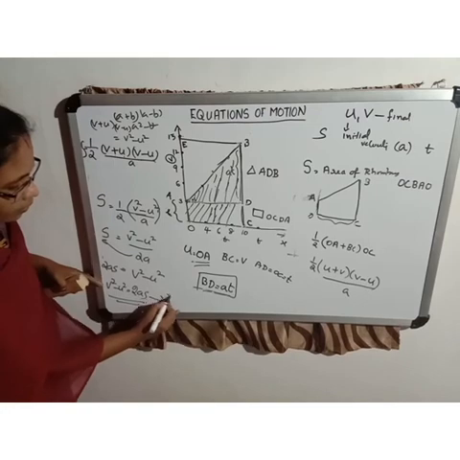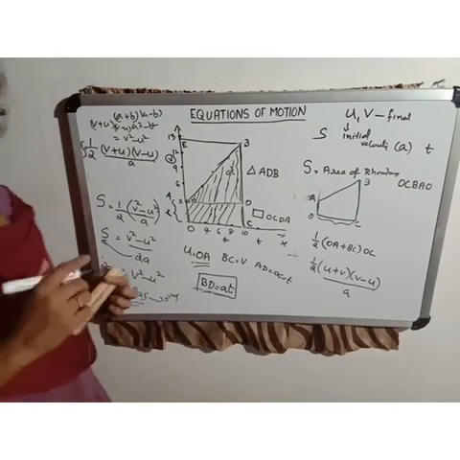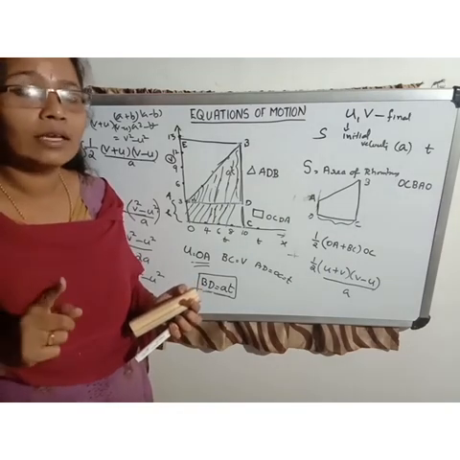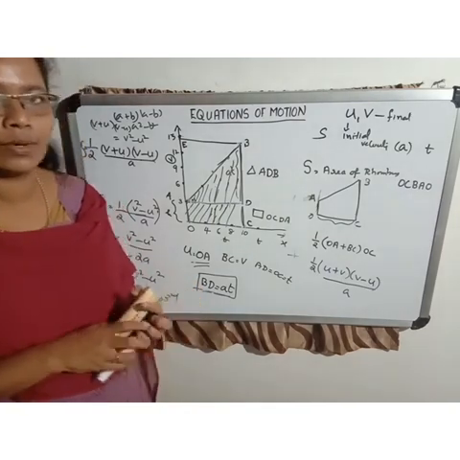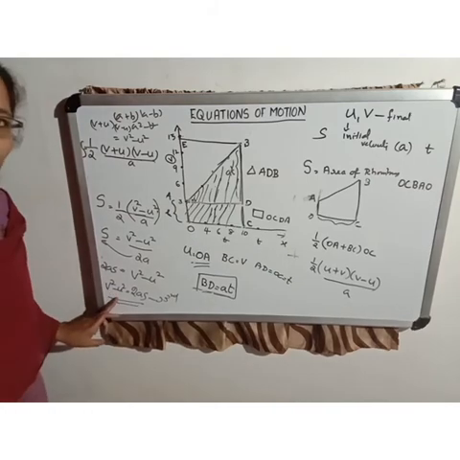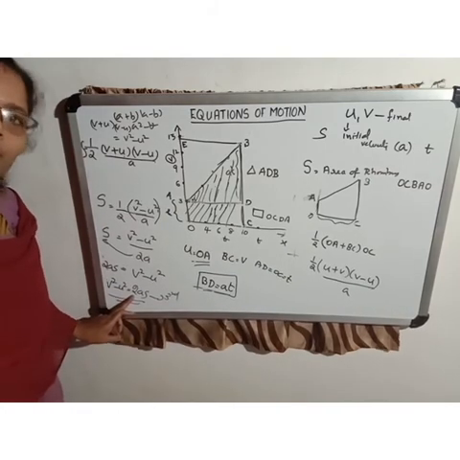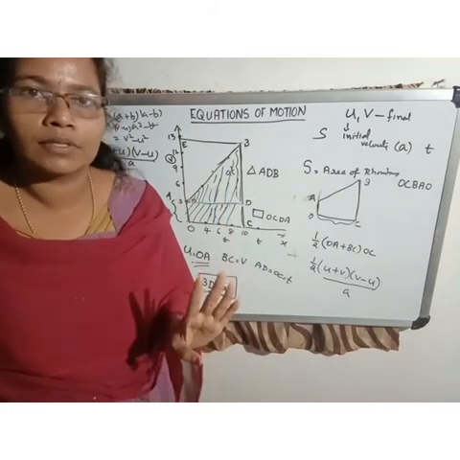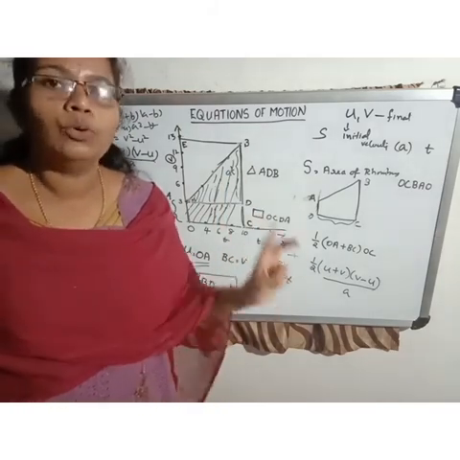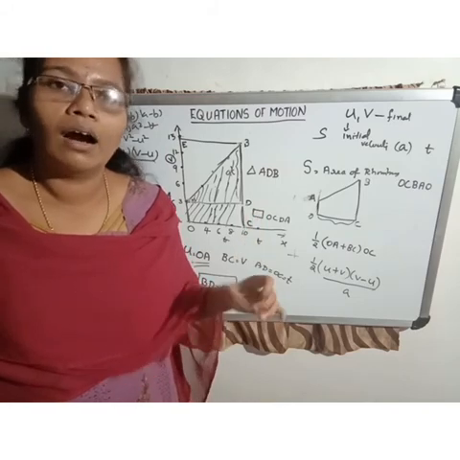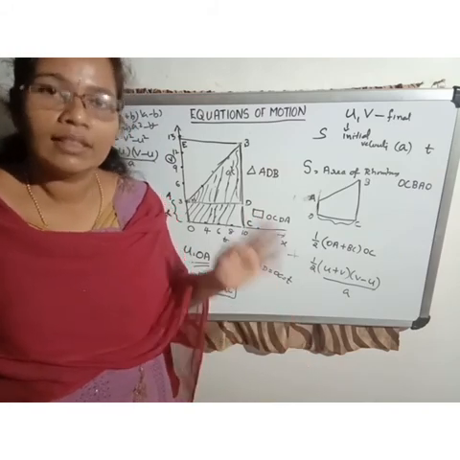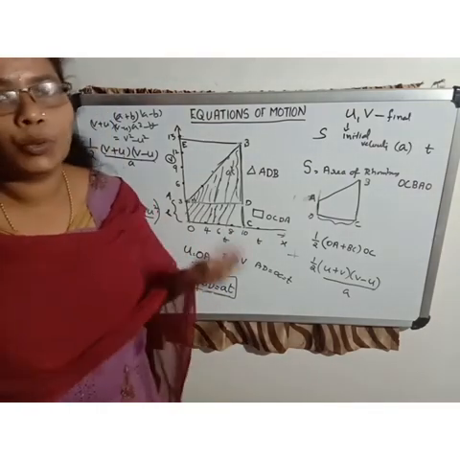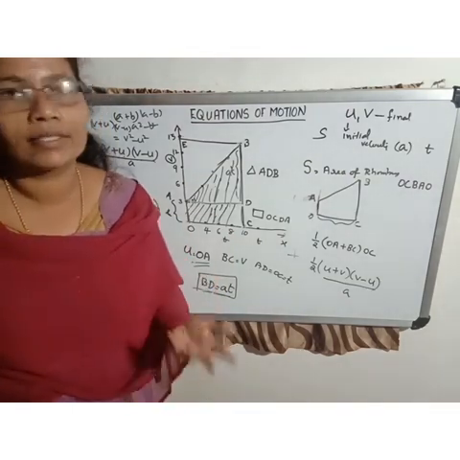This is the third equation of motion. So first equation, V equal to U plus at. Second equation, s is equal to ut plus half at square. And third equation, V square minus U square is equal to 2as. In all these three equations, you can see only these terms. How many terms? V, U, t, a and s. Okay, these are the equations of motion. Why we are deriving the equations of motion, we will study in the next class.